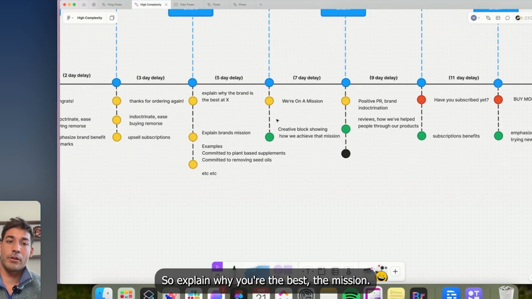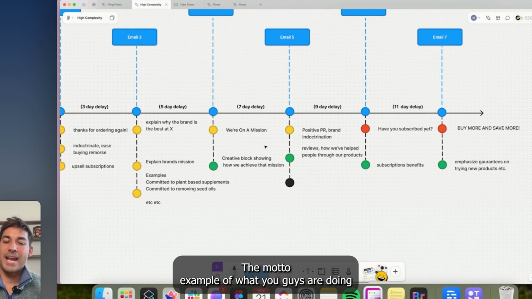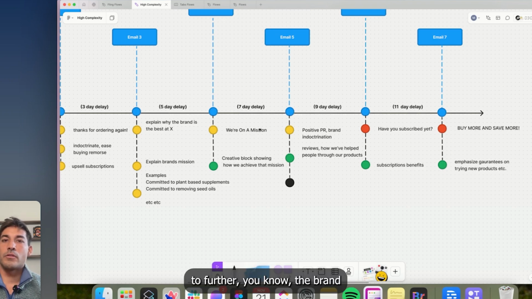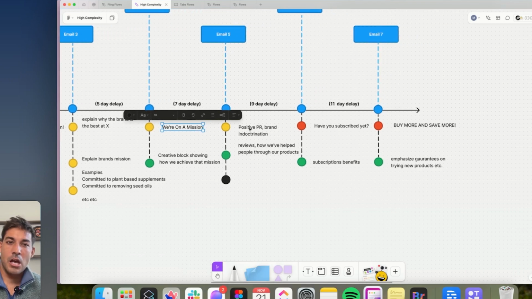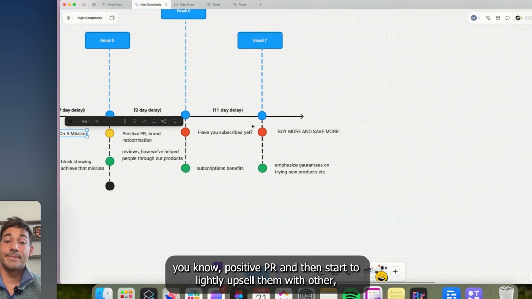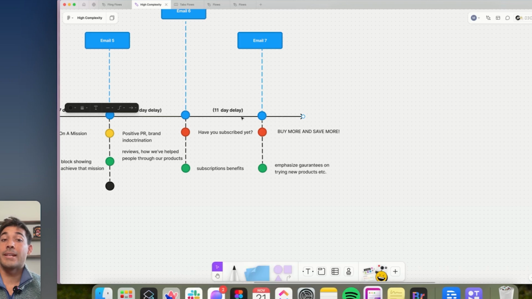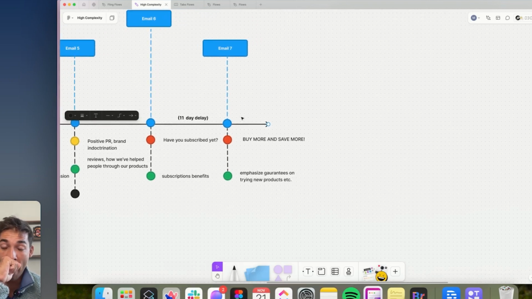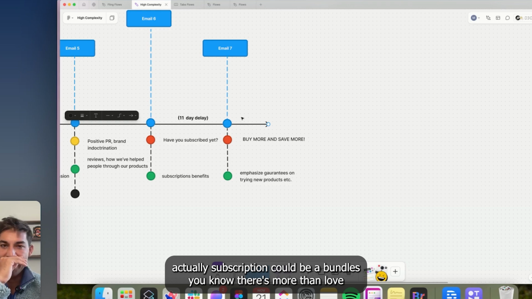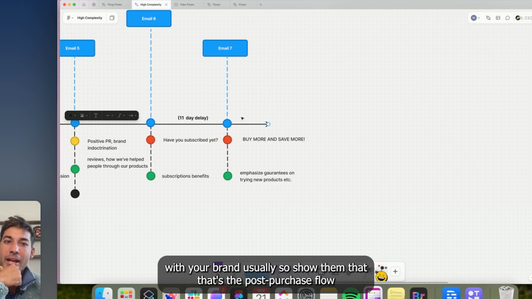So, explain why you're the best, the mission, the motto, examples of what you guys are doing to further the brand or the community or your cause, your mission, positive PR, and then start to lightly upsell them with the other components and main core tenets of the brand's offer. That could be subscriptions, that could be bundles. There's more to love with your brand usually, so show them that.